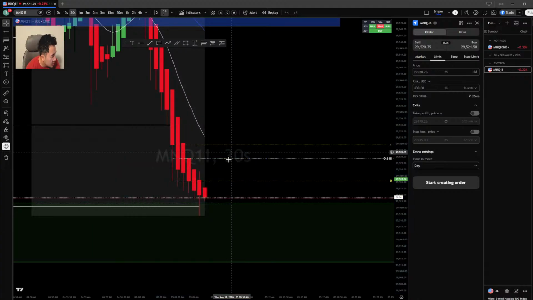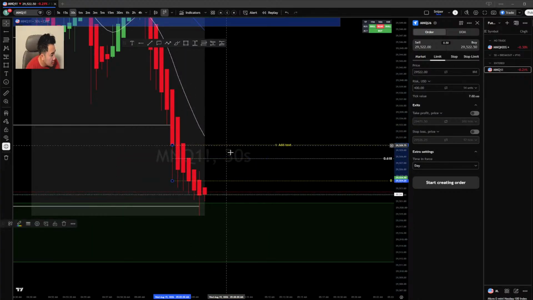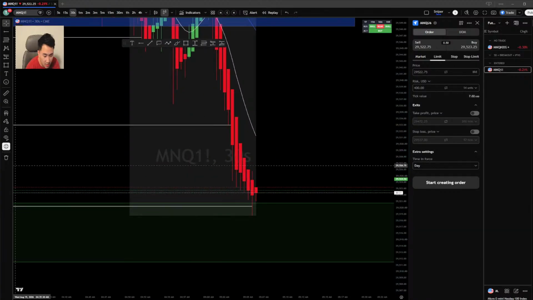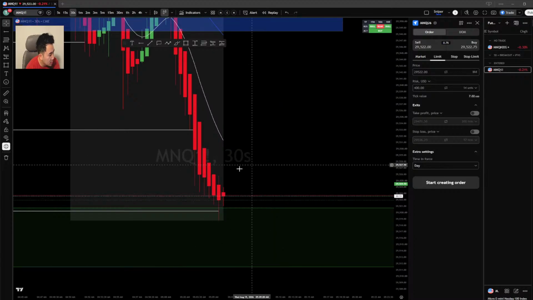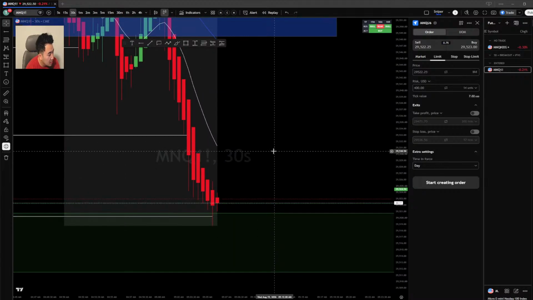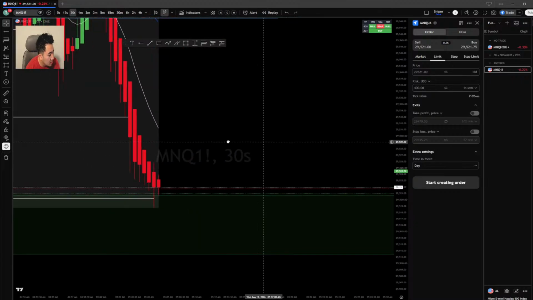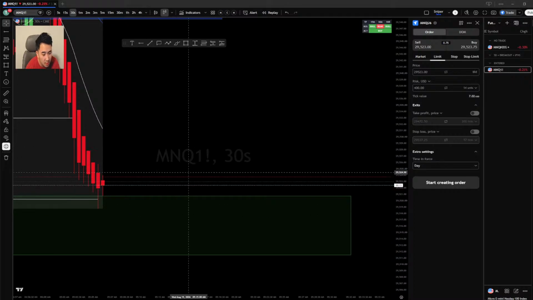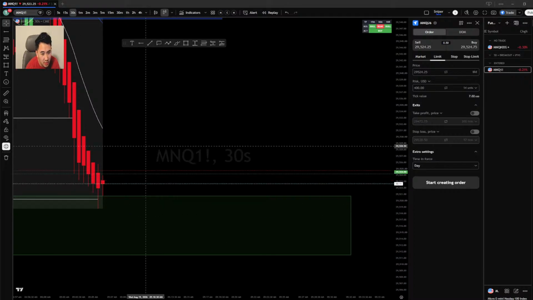Alright, there's 15-second liquidity right there. Since the tag, stop loss would be moved to break even. Yeah, that one just kept on dropping.